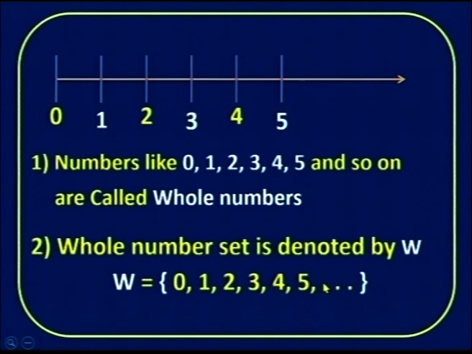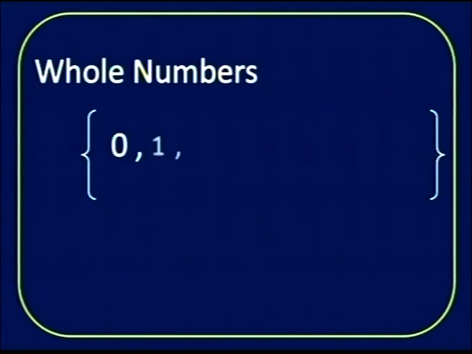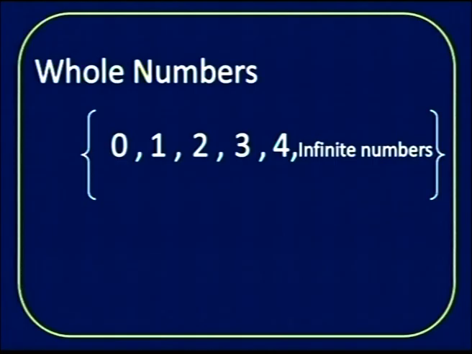Here the dots represent infinite numbers, which means it is not ending. Okay children, now observe, I am taking the whole number set 0, 1, 2, 3, 4 and so on up to infinite numbers. So, I am taking three dots here to represent "and so on".